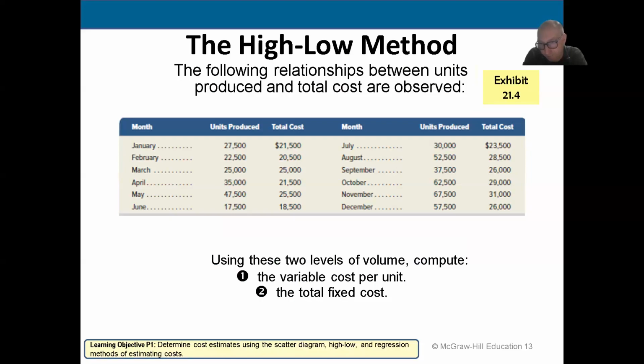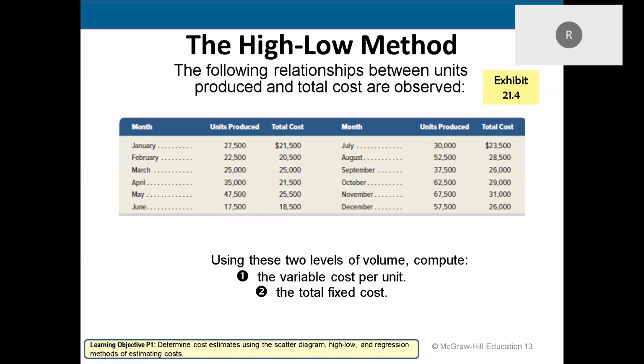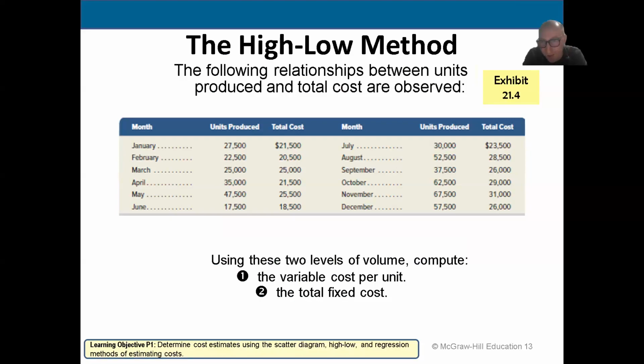It's on the right side. Oh, I see it. November. Yeah, I know. So it's the way the data is organized. Yeah, November. You're right. So November is my high month, 67,500 units. Total cost 31,000.